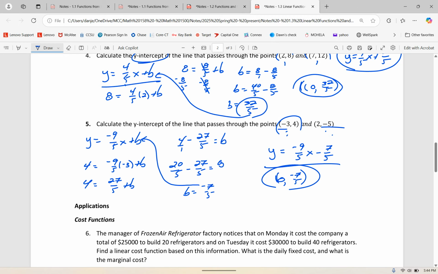Again, I told you earlier, WebAssign will ask for the b value, which in this case would be the negative 7/5, but the y-intercept is the point. I am fairly emphatic that way.